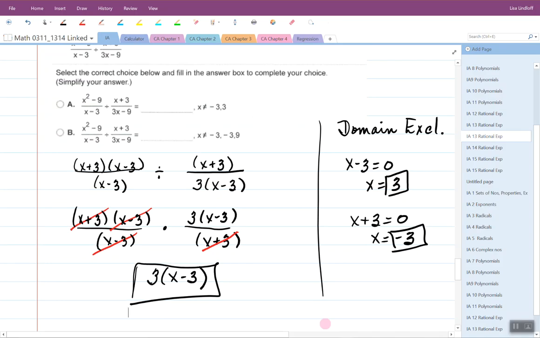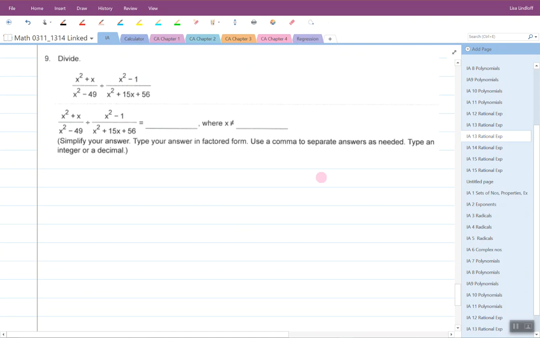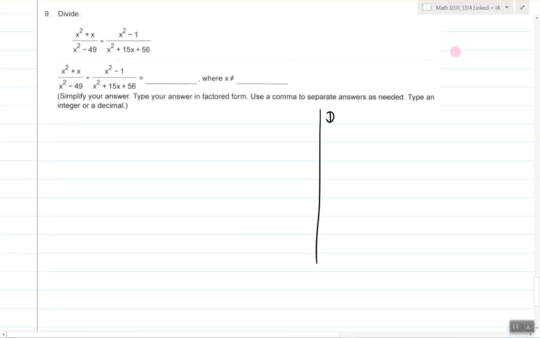All right, let's look at our next one. Number 9. Division problem. Whoops, let me move this out of the way. Put my domain exclusions over here. All right, I'm going to write this all in factored form. Up here I have a common factor of x. X times x plus 1 over, denominator is the difference of squares, x plus 7 times x minus 7.